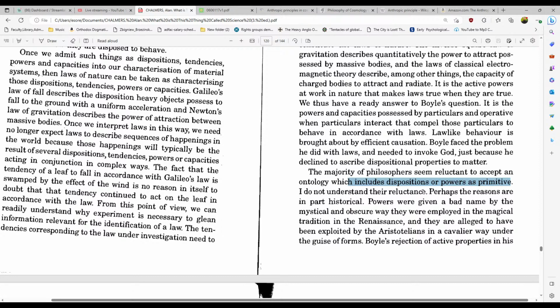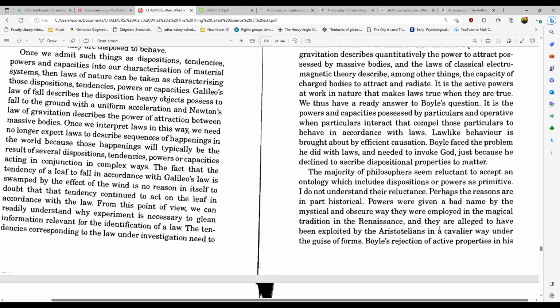Now, he says he doesn't understand this reluctance. I don't believe him, because then he explains it. Well, he understands in one sense, and he doesn't in another. Because he says, perhaps the reasons are historical. Well, wait a minute. Powers were given a bad name. Entelechy, vital force, right? The mystical and obscure way they were employed in the magic tradition of the Renaissance.